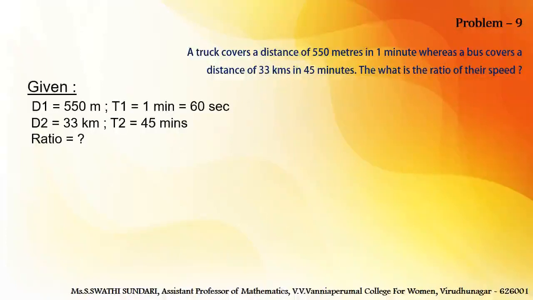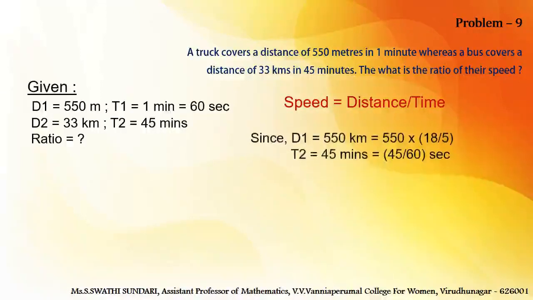Next, we're gonna use the formula speed equal to distance by time. Since D1 equal to 550 meter, so 550 meter changed into meter per second. So we're gonna multiply by 18 by 5 into 550. And T2 value is 45 minutes and we're gonna change into seconds. So 45 divided by 60 seconds.